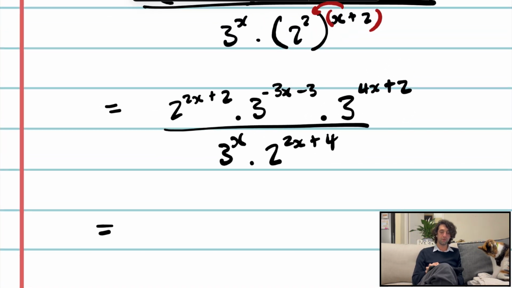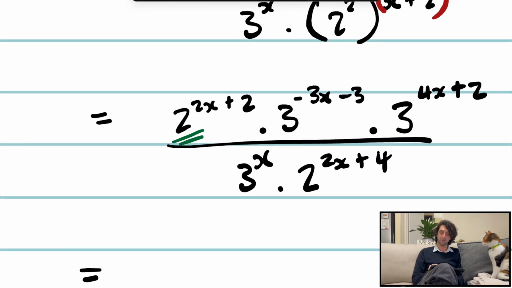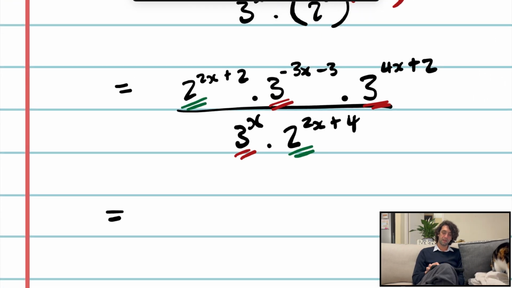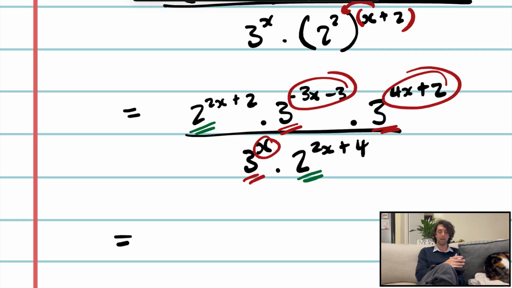Okay, what we're going to do is we are going to look for which bases are the same. So I have a 2 over here, 2 over here. So I'm going to subtract those exponents from each other. I also see that I have a 3, and a 3. So I'm going to add these two together and subtract that 1. All right.